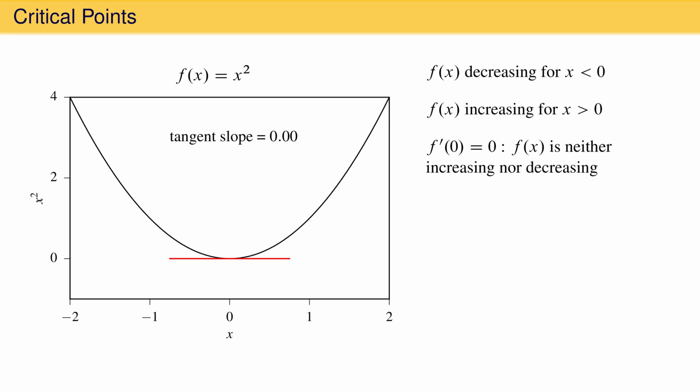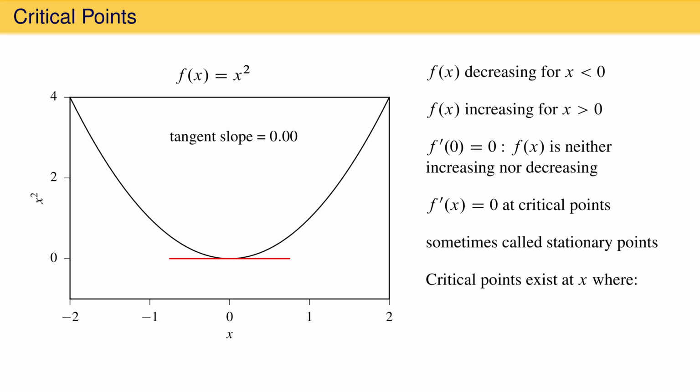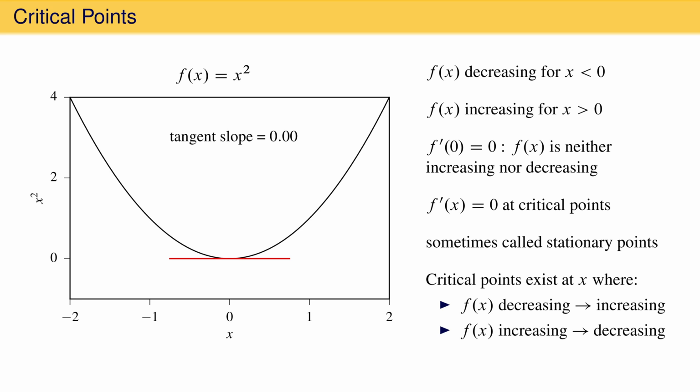The values of x at which the first derivative is 0 are called critical points. Sometimes critical points are called stationary points because the function is literally stationary at these points. Assuming the function and its first derivative are continuous, critical points will always occur at values of x where a decreasing function changes to an increasing function or where an increasing function changes to a decreasing function. These are not the only places critical points can be found, however.